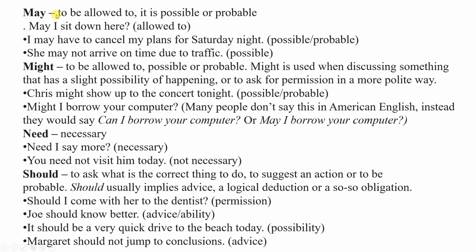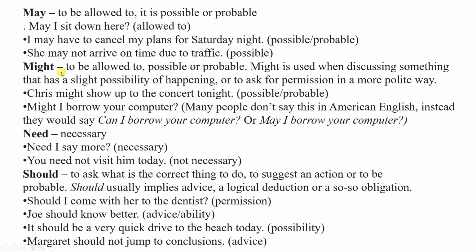Next modal is may. To be allowed to, it is possible or probable. May I sit down here? That means permission. Asking for permission. That means allowed to. I may have to cancel my plans for Saturday night. That means possible. Means chances are there. Probability is there. She may not arrive on time due to traffic. So possibility is there. As traffic is there, it may take time.